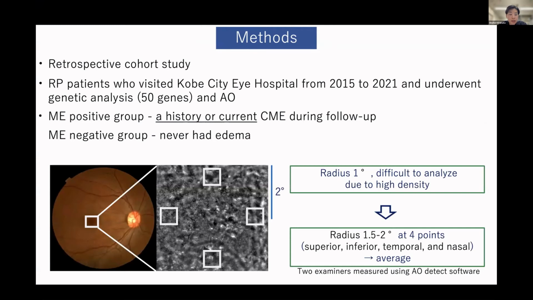This retrospective cohort study included patients who underwent genetic analysis and AO examination. We divided the patients into 2 groups: those with a history or current illness of macular edema, and those who had never had edema. For the analysis of AO, because it is difficult to analyze the perimacular 1 degree due to cone high density, the photoreceptors were examined at 4 points around 1.5 to 2 degrees and then averaged using measurement software.